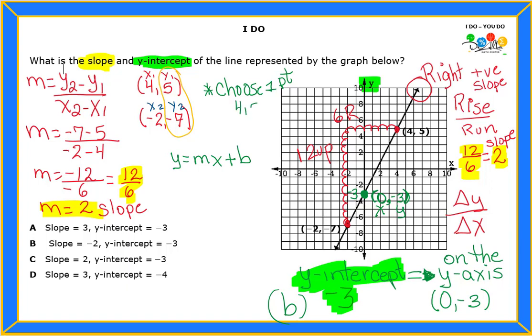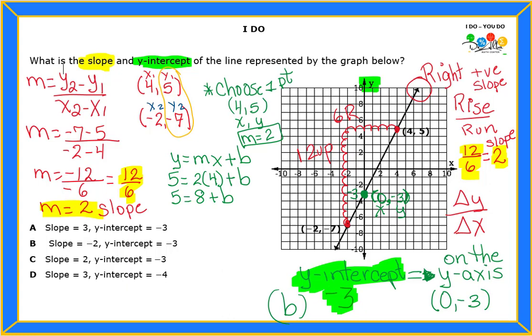So I'm choosing 4 and 5. 4 would be my x, and 5 will be my y. And I'm also going to use the slope that I found, which is a 2. Okay, so I'm going to come back to my equation, and I'm going to replace y with the value of 5, m will be 2, and x will be 4. And the b, I do not know the number, so I'm going to write down just plus b.